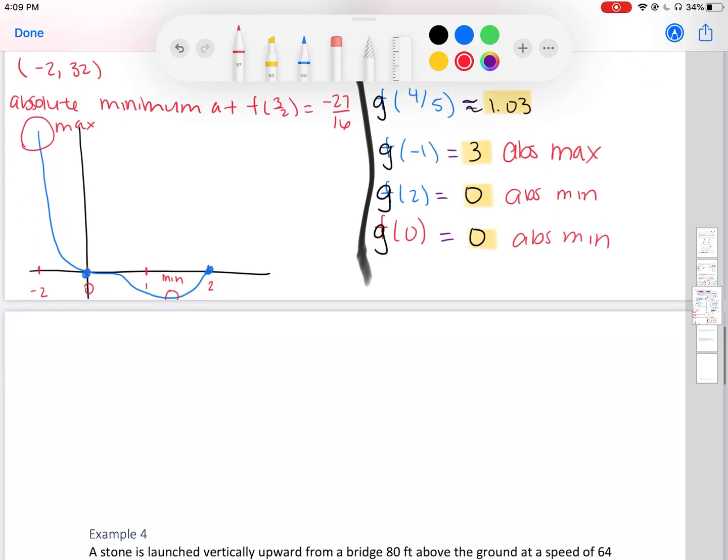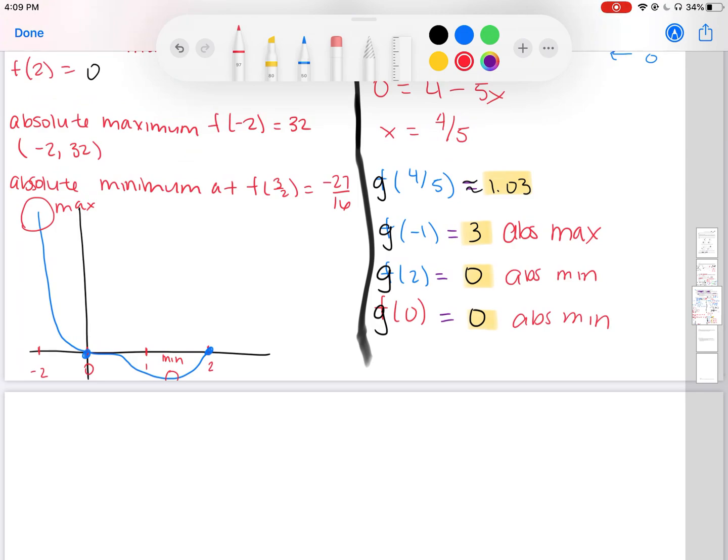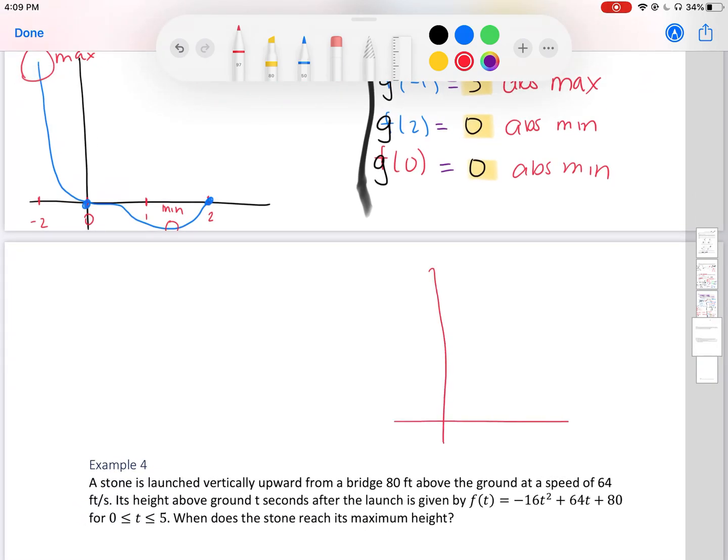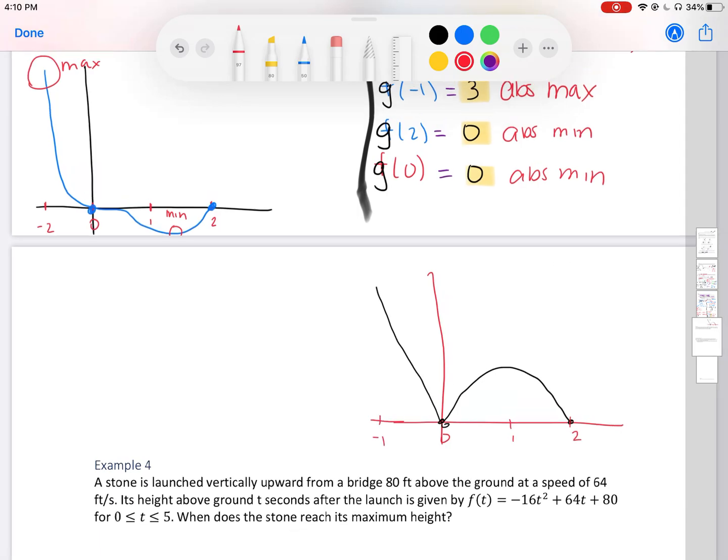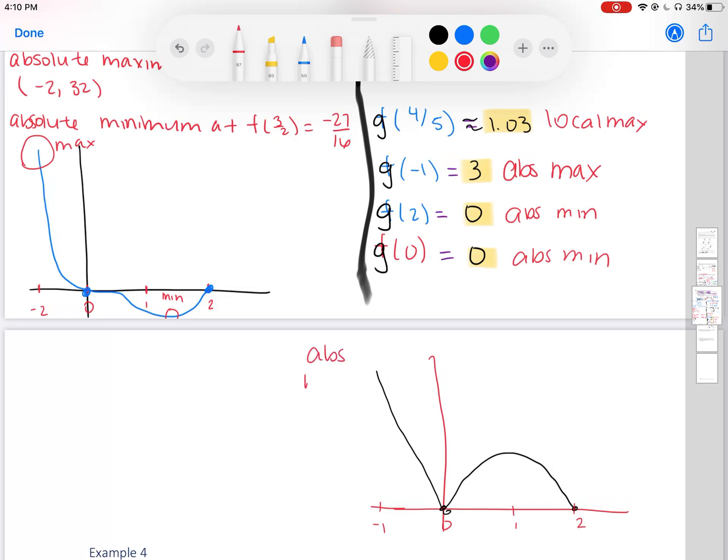So let me show you how this graph looks. This other one's called a local maximum. So our graph looks like this. We see that we have this absolute maximum, which we derived, that happens at negative 1. We have this other local maximum. It happens, but it's not the largest maximum, and that's at 4/5. And then we have these two low peaks along our function.